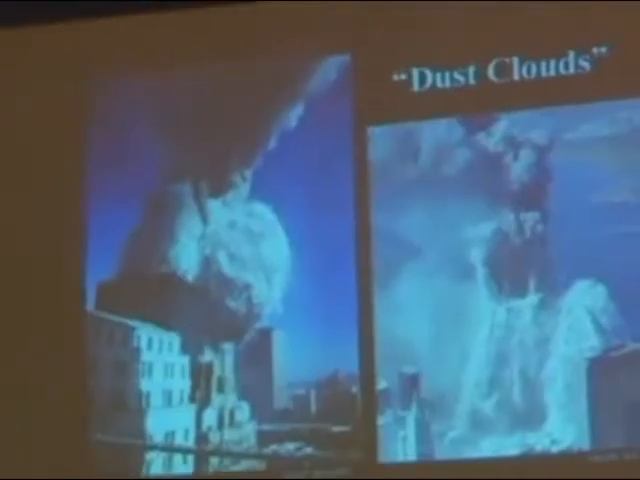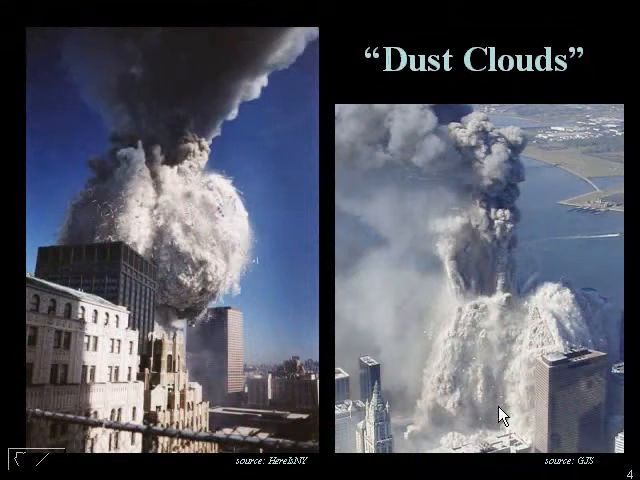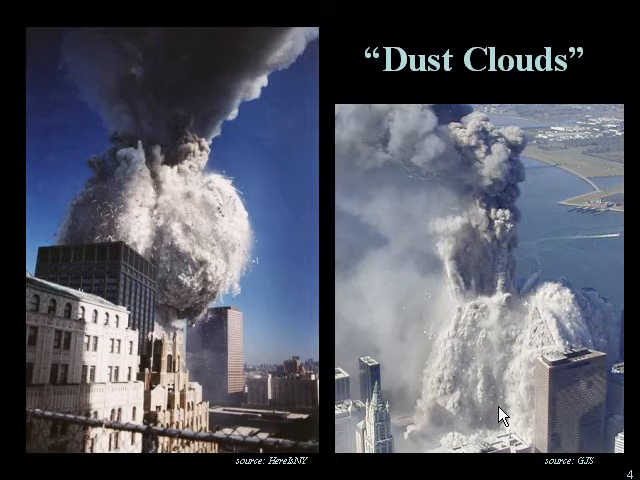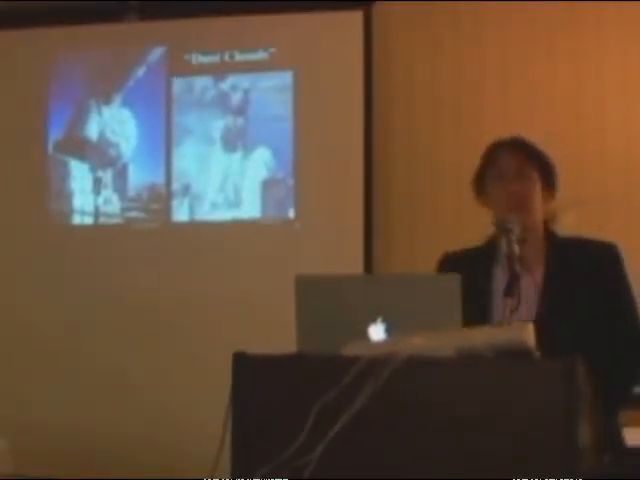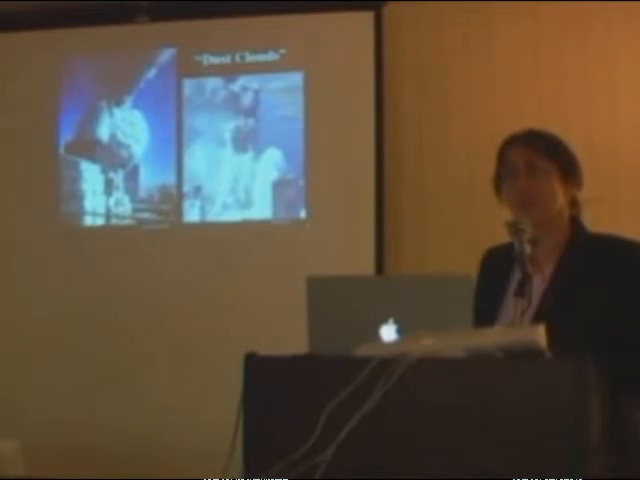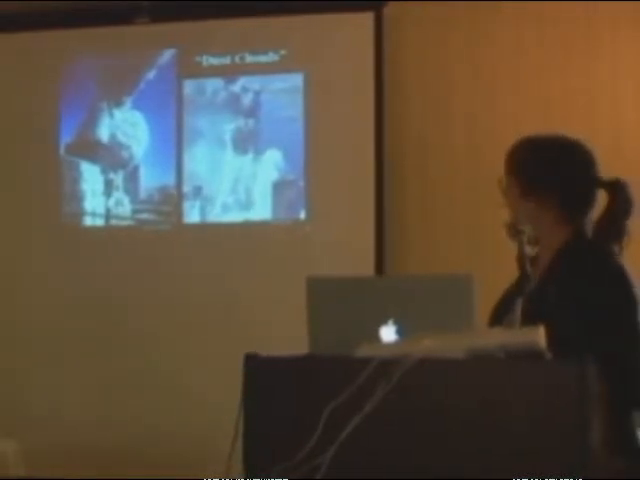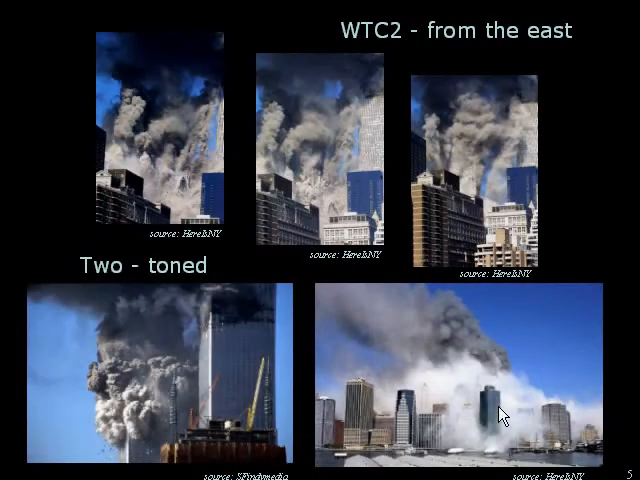So let's start looking at the dust. We have this picture I call the snowball picture, and this one I call the bubbler, a Midwestern term for drinking fountain. That looks like a bubbler. Those don't look like regular collapses. Is one dust cloud the same as another dust cloud? Are there differences? Let's start looking at the dust and see what we see.